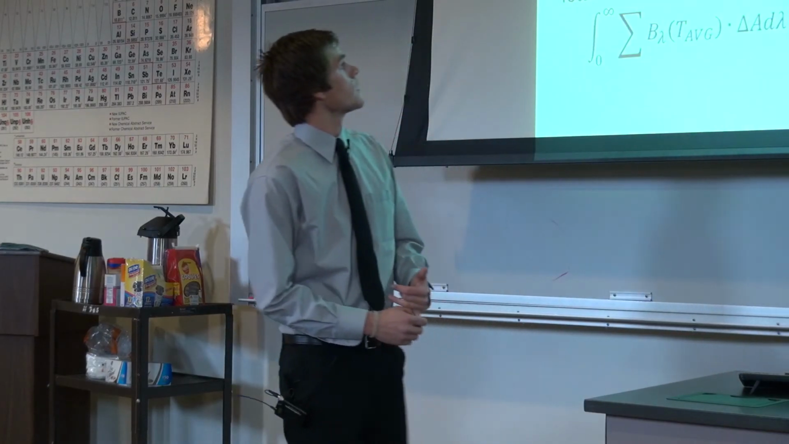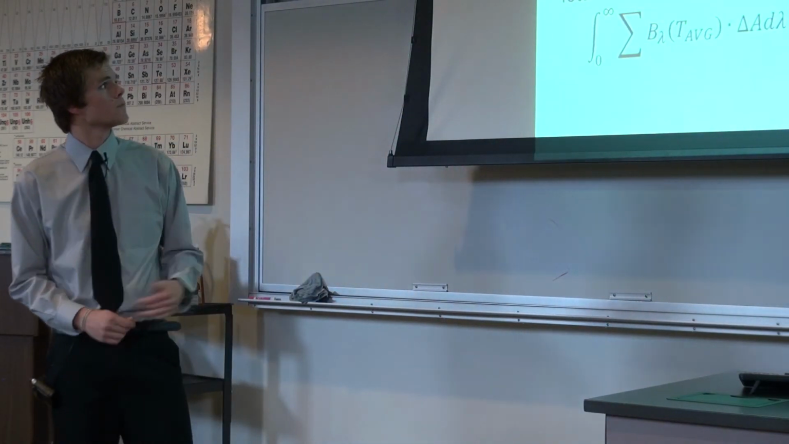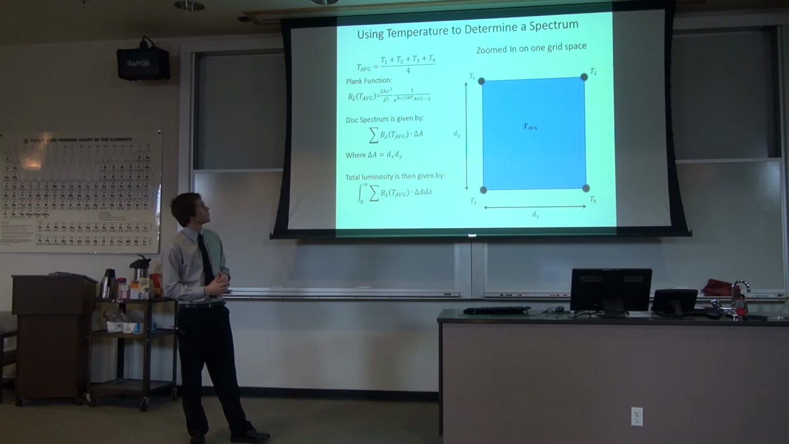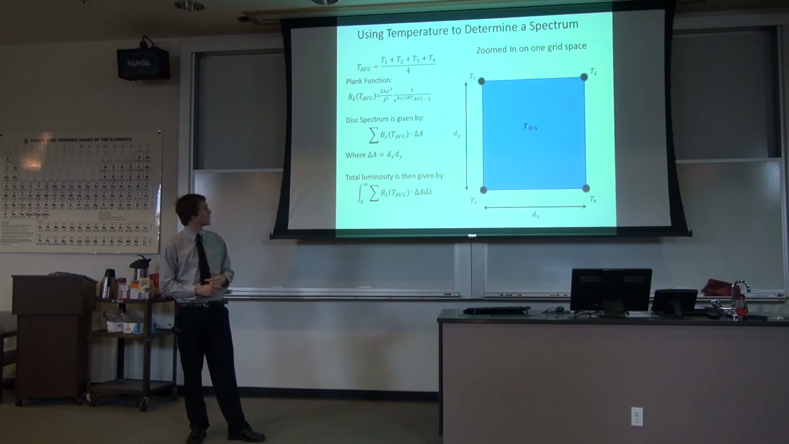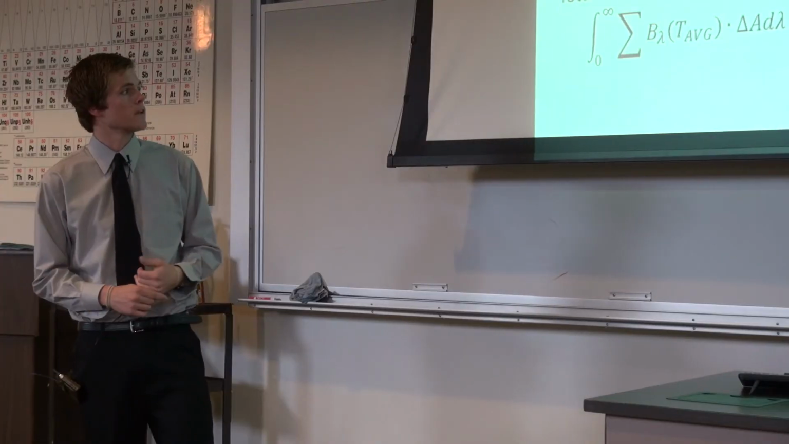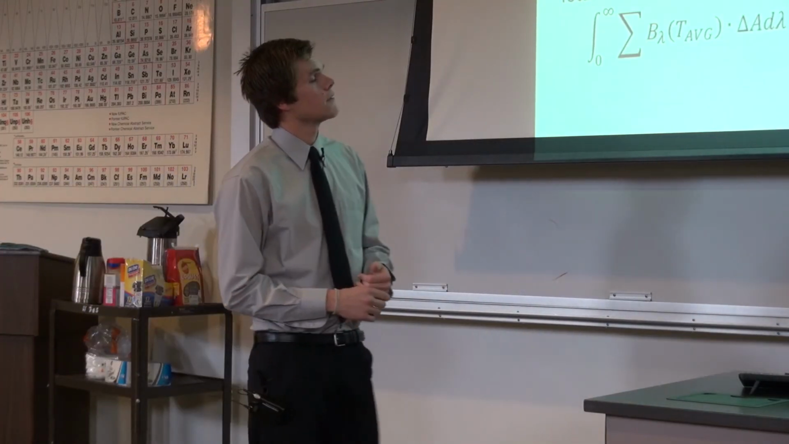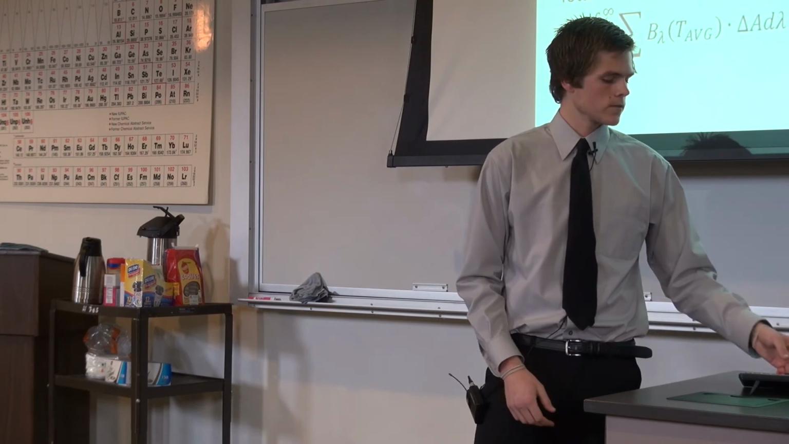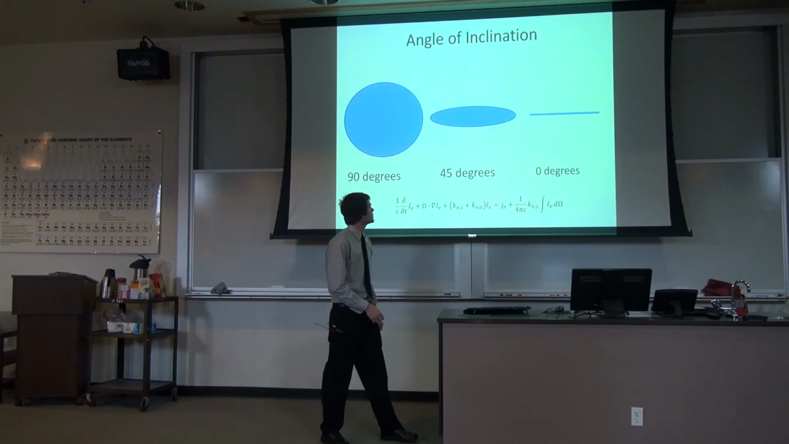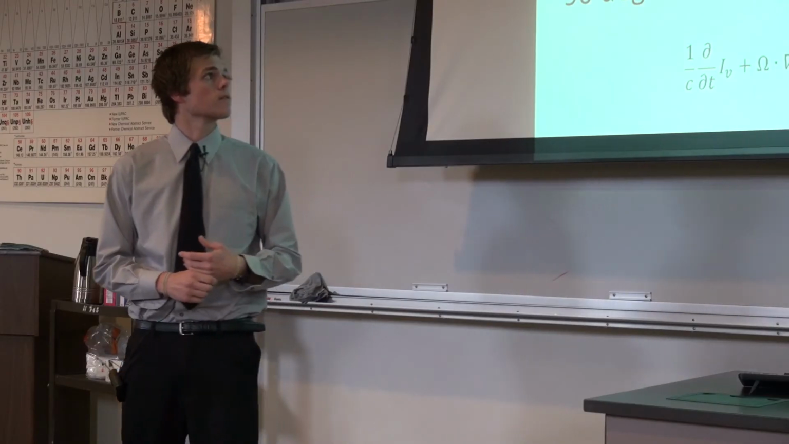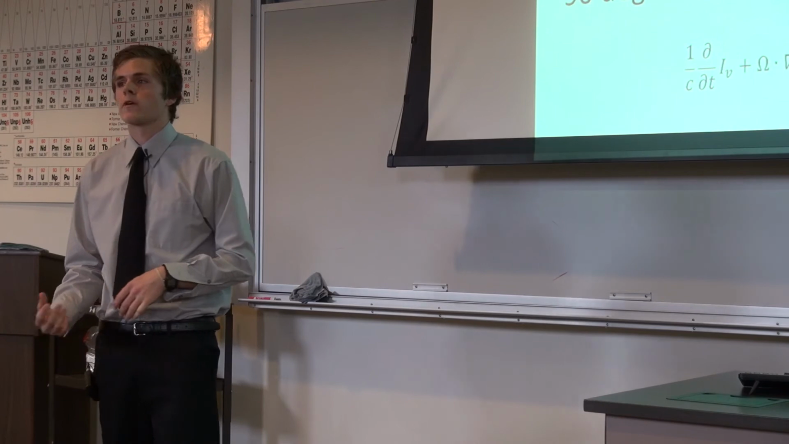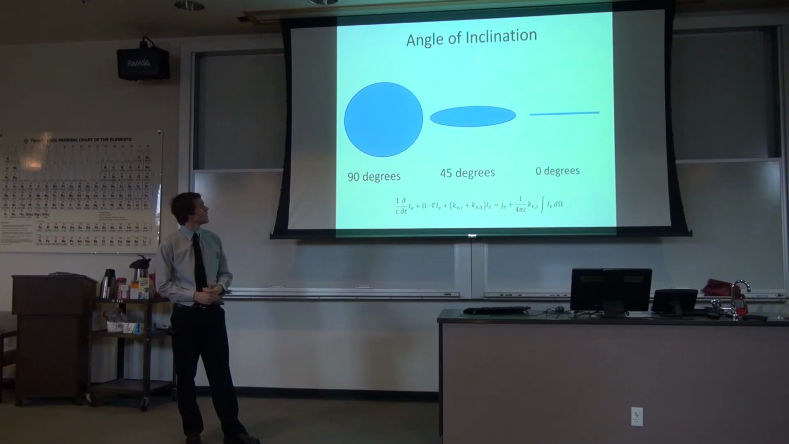All right, so back to this slide. We have our disk spectrum given by the sum of all those local black bodies at their temperature, weighted by the area. And then we can determine the total luminosity by simply integrating from 0 to infinity over all wavelengths. And this is good because then we can compare this to observations. All right, so that's nice. So we have our expected total luminosity, but that's only for if the disk is at an angle of 90 degrees to our line of sight.